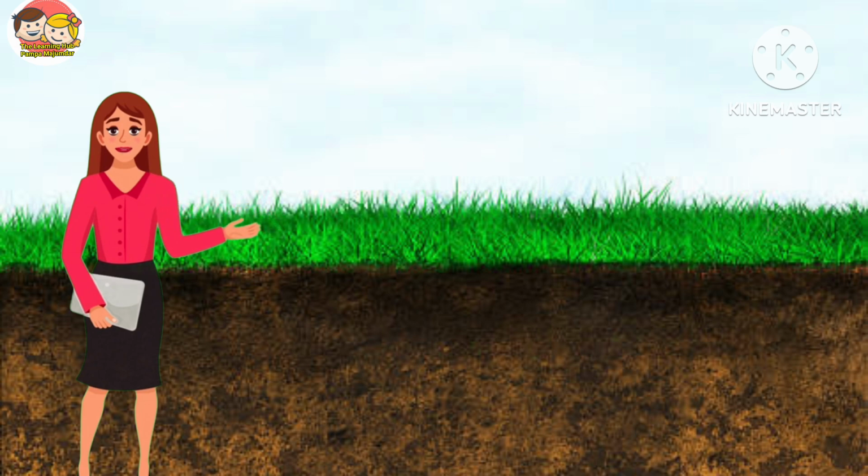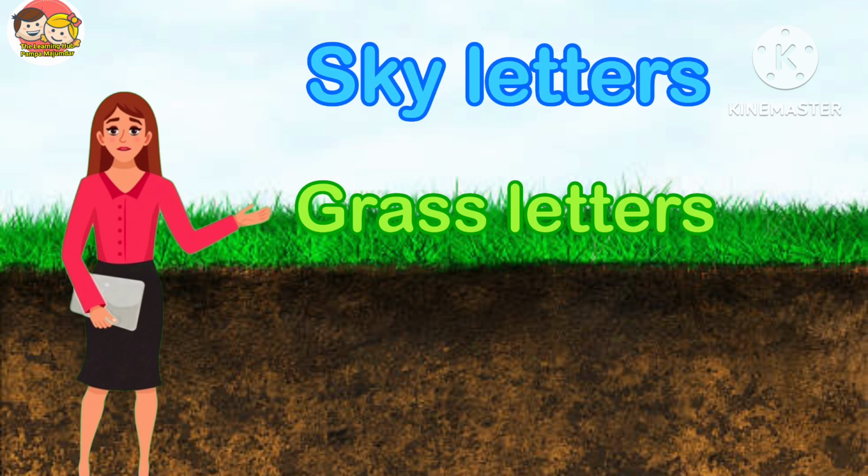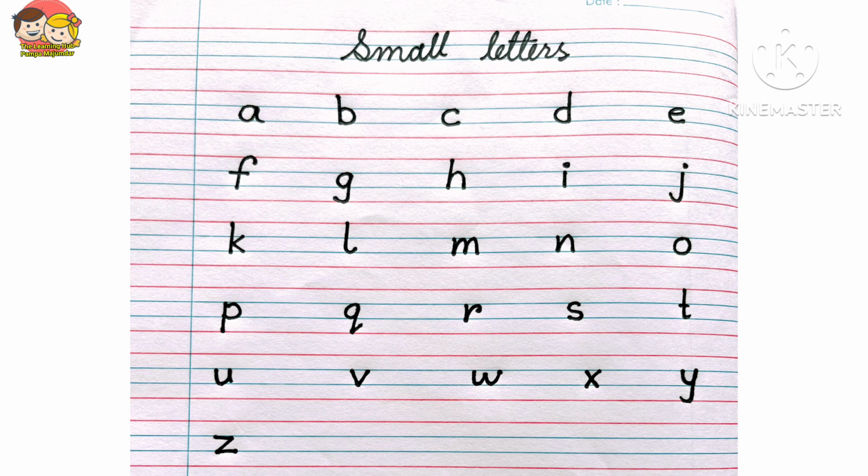Today we are going to discuss the concept of sky letters, grass letters and root letters. This concept is used to teach children about letter formation and placement in handwriting. There are 26 letters in the English alphabet.